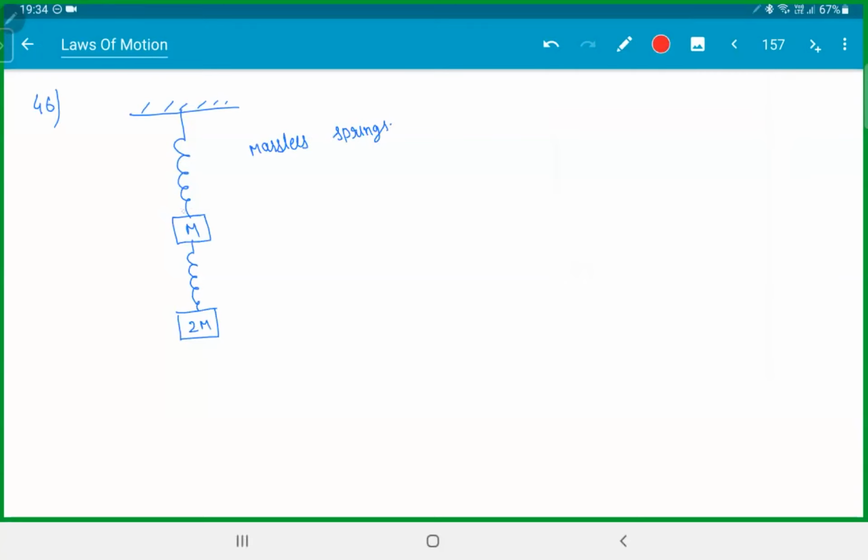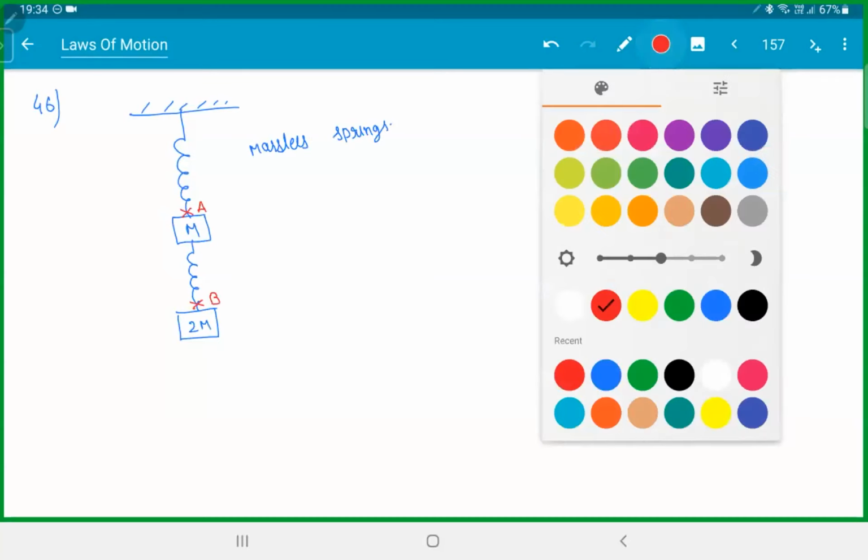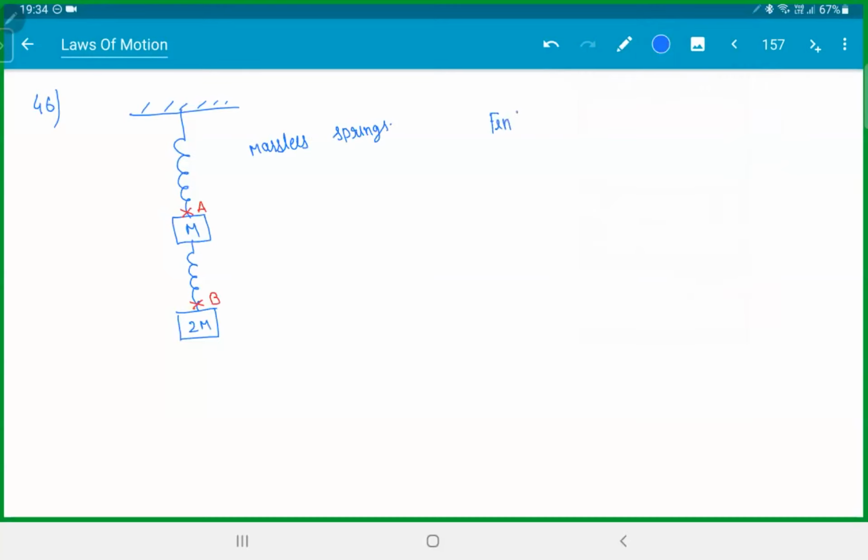So what happens if A is here and B is here? Two different questions. Find the acceleration of the blocks when it is cut at A and cut at B. Case 1, you're cutting at A, find the acceleration of M and 2M. Case 2, you're cutting at B, find the acceleration of M and 2M. Two different questions, two different accelerations. Try.